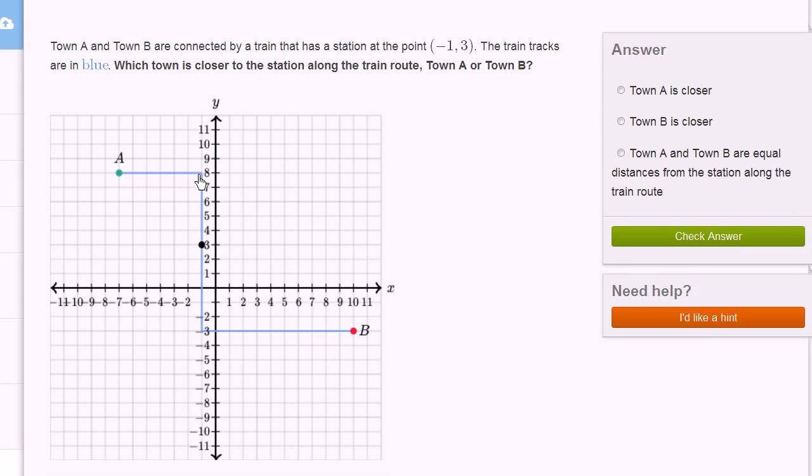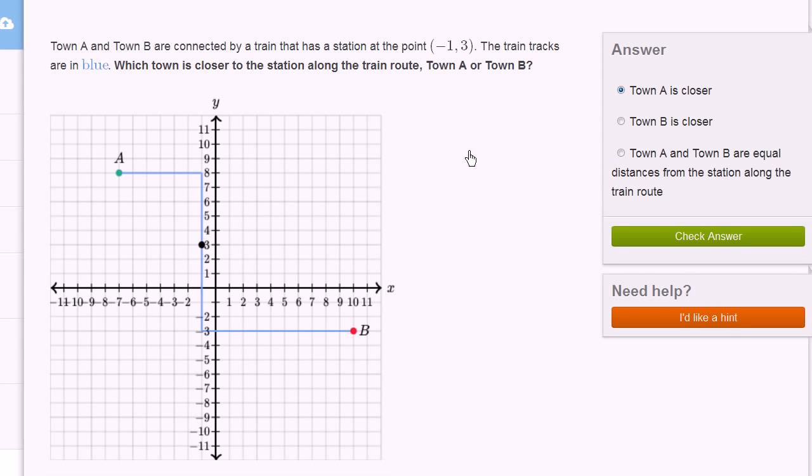For A right over here, if you were going along the train route, you would have to go 1, 2, 3, 4, 5, 6 in the x direction, and then 1, 2, 3, 4, 5 along the y direction. So you'd have to go a total of 11. If you're going from B, you're going 1, 2, 3, 4, 5, 6, 7, 8, 9, 10, 11 along the x direction, and then 6 along the vertical direction. So you're going to go a total of 17. It's pretty obvious that A is closer along the tracks.